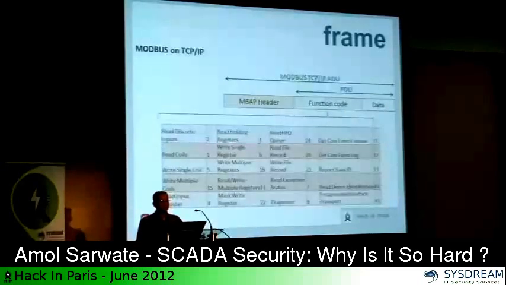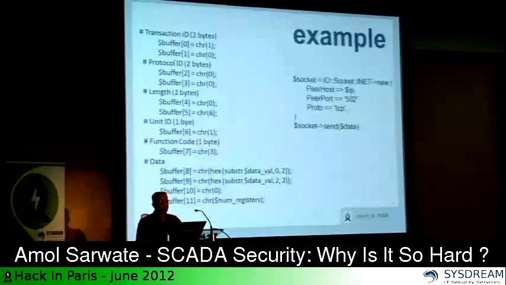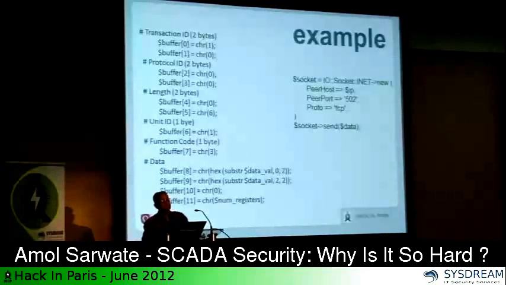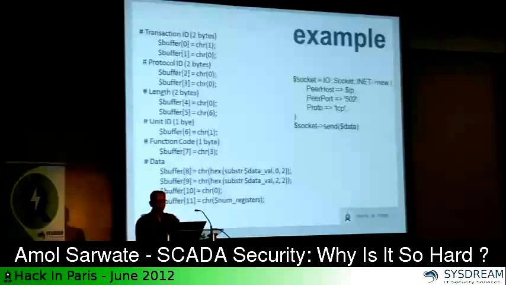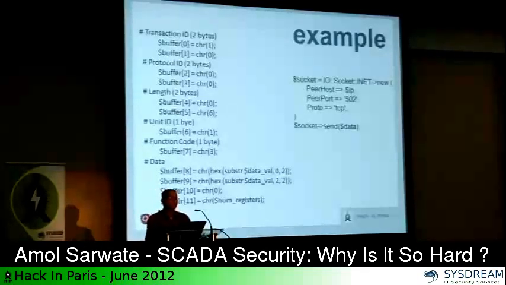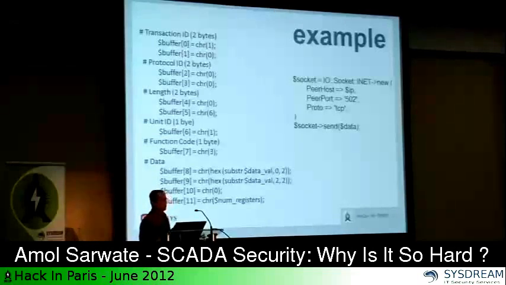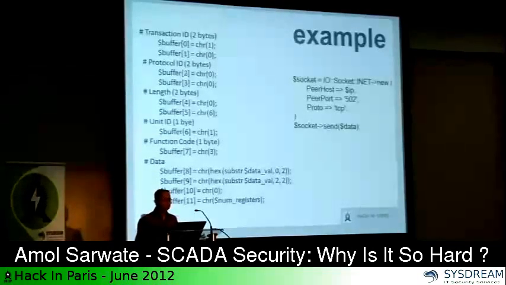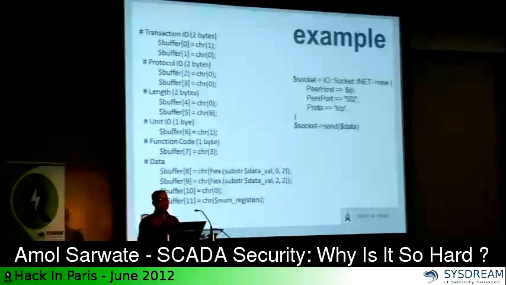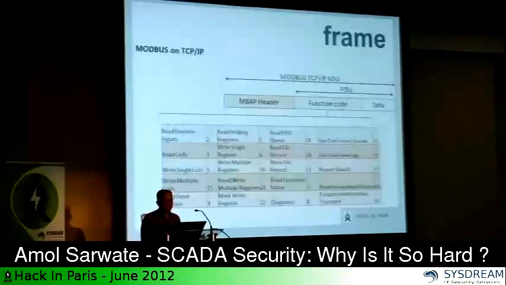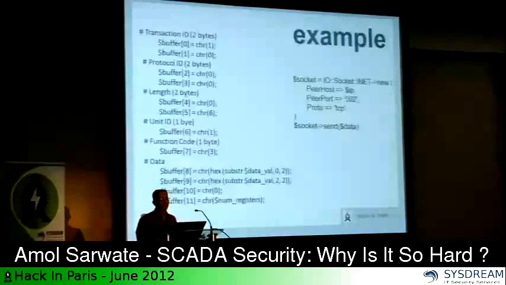And data is just data for that function code. So you can write a pretty simple one page Perl script that basically creates a packet. In this case, you put some transaction ID. I've chosen 256. You put a protocol ID, which is always 0. You calculate the length of the packet. Of course, here I've hard-coded it. You put a unit ID where you want to talk to. You put a function code, which I've put 3, which is, I think, read holding registers.